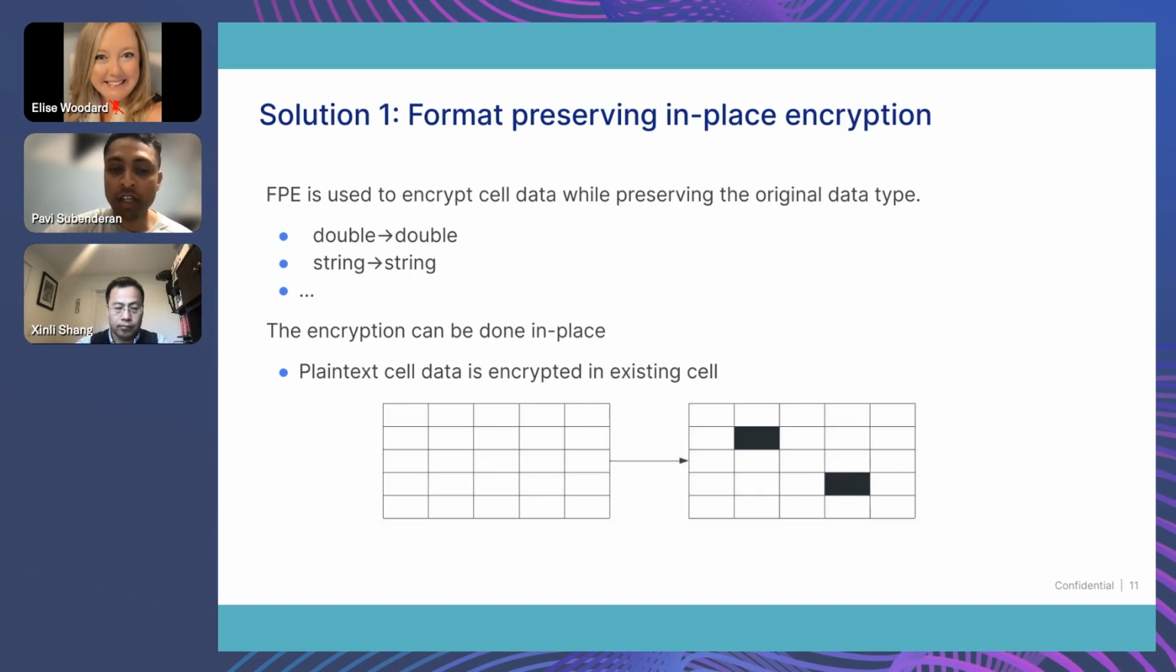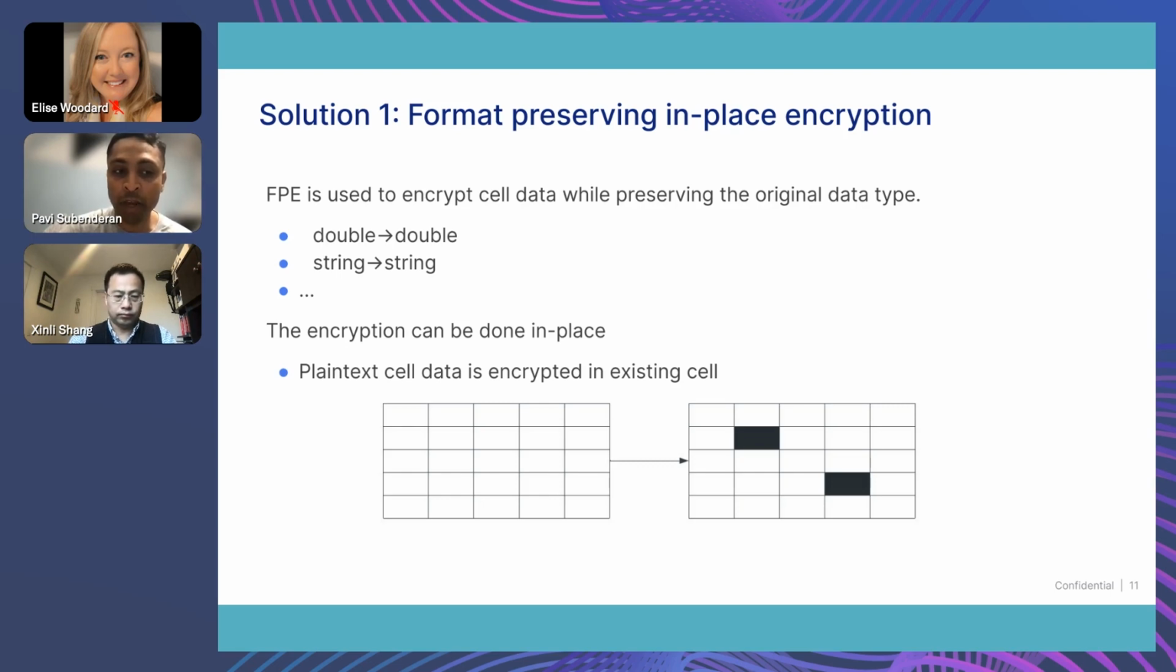Okay, so option one is format preserving in place encryption. So FPE, which is format preserving encryption, lets you encrypt data while preserving the original data type. So you can think of this like you encrypt a double, and the encrypted double can still be stored as a double. And similarly, string to string, which is an easier case, and potentially Boolean to Boolean, which is more difficult.